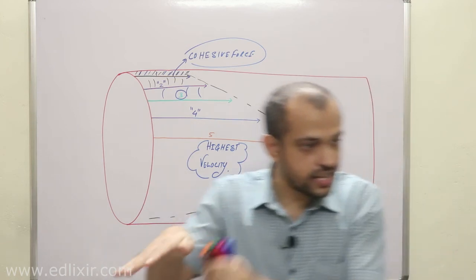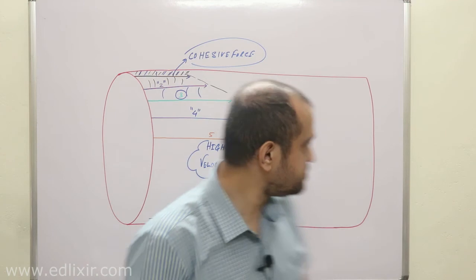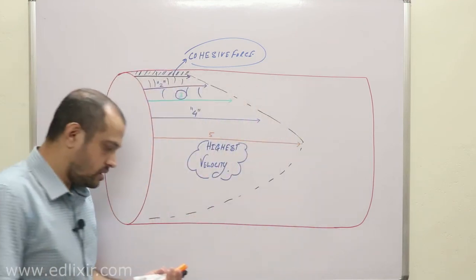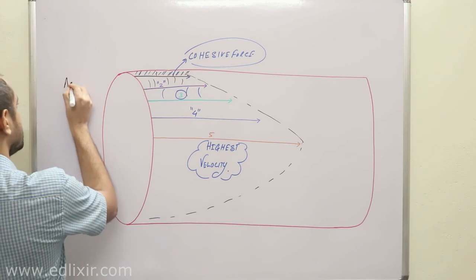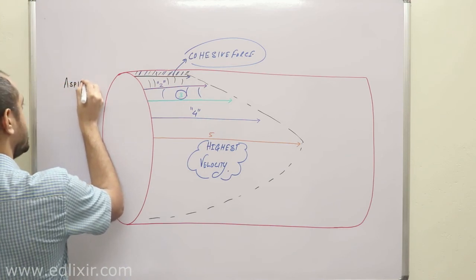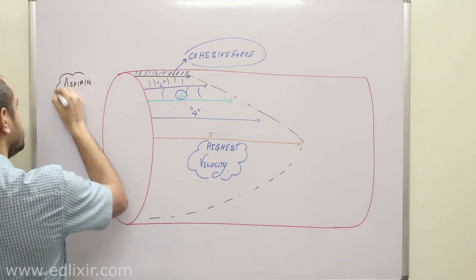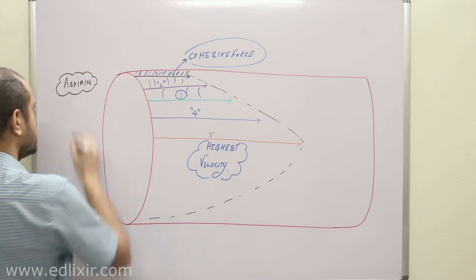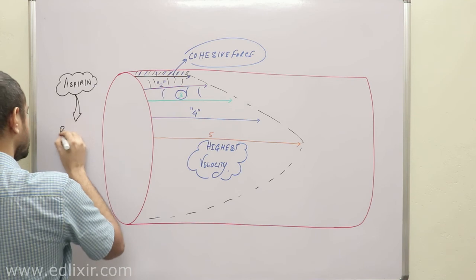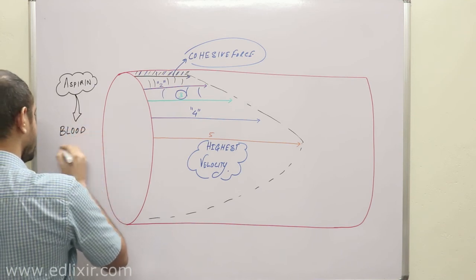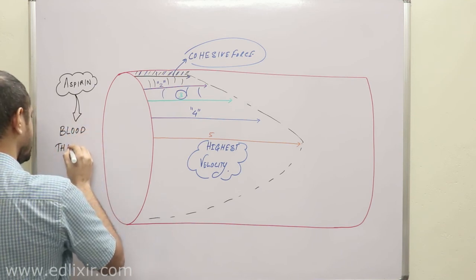and what role viscosity plays in the different velocity layers of your blood. Clear? Okay. Now what happens is this: suppose you add aspirin. Now what happens? Aspirin is a blood thinner, right?